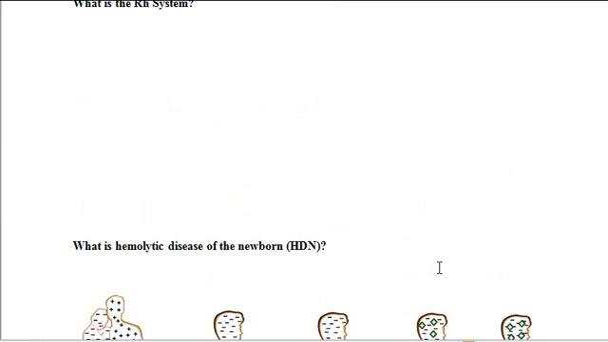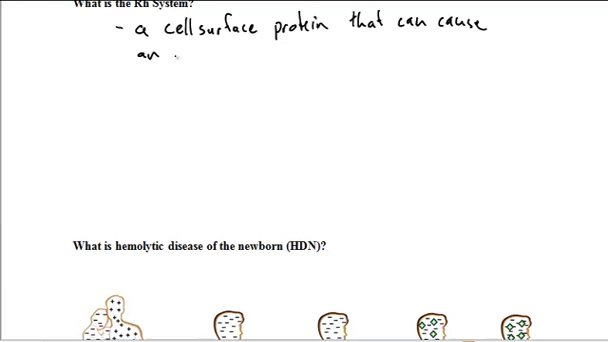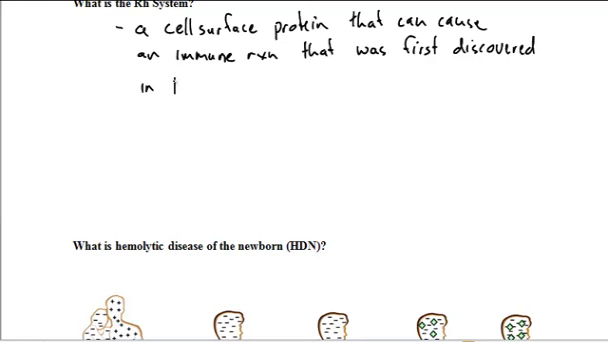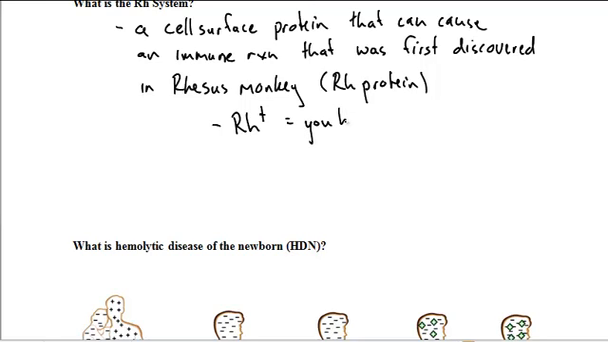So the Rh system refers to a cell surface protein that can cause an immune reaction that was first discovered in rhesus monkeys, and that's why it's called Rh for rhesus monkey. Rh protein. And if you are Rh positive, you have the protein, but no antibody against it.